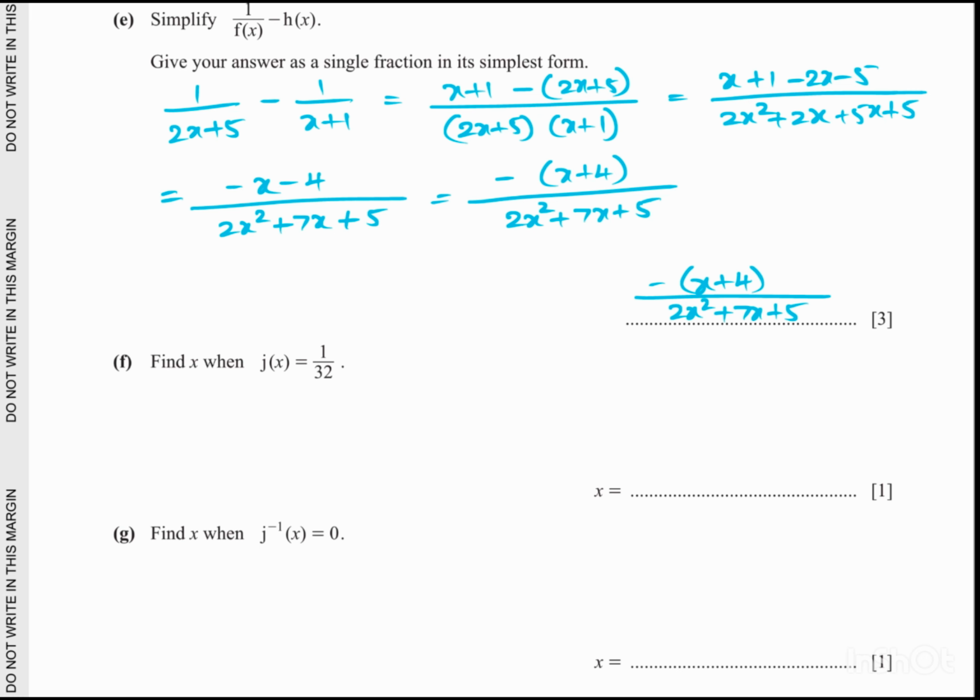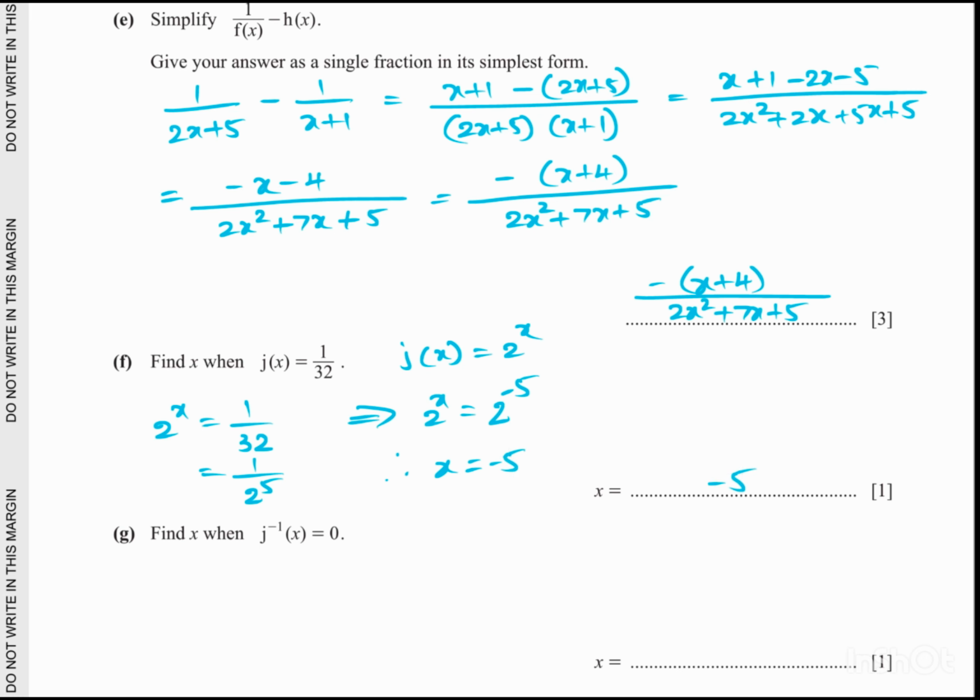Question number F. Find x when j of x is equal to 1 by 32. Now what is j of x given to us? Let me write. J of x is 2 raised to x. So now 2 raised to x is 1 by 32. So 1 by 32 can be written as 1 by 2 raised to 5. And in the same way 2 raised to x is equal to, if I bring 2 raised to 5 into the numerator, 2 raised to minus 5. Therefore, if bases are same, exponents are also equal. So x is minus 5. The answer is minus 5.